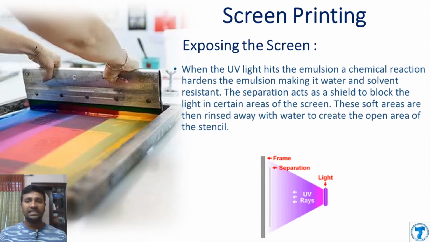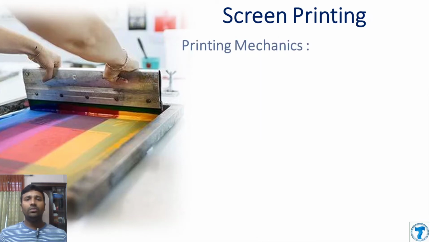The separation acts as a shield to block the light in certain areas of the screen. These soft areas are then rinsed away with water to create the open area of the stencil. Through this open area, the color will pass onto the garment and show the printing. Now let's discuss printing mechanics, how the printing is done.